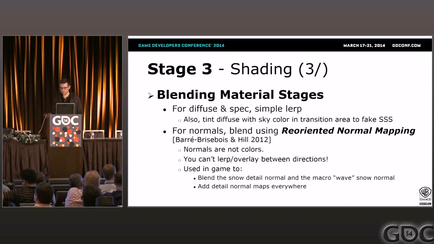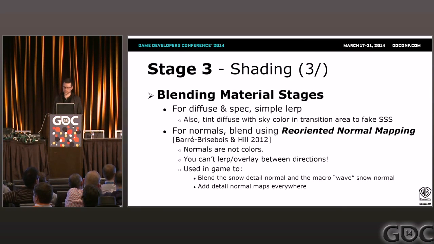And then we use this offset to fetch all textures required, independently of whether they have local space UVs or world space UVs. Now, for normals, we don't lerp between them. Instead, we blend them using reoriented normal mapping. And the reason we do this is because normals are not colors.